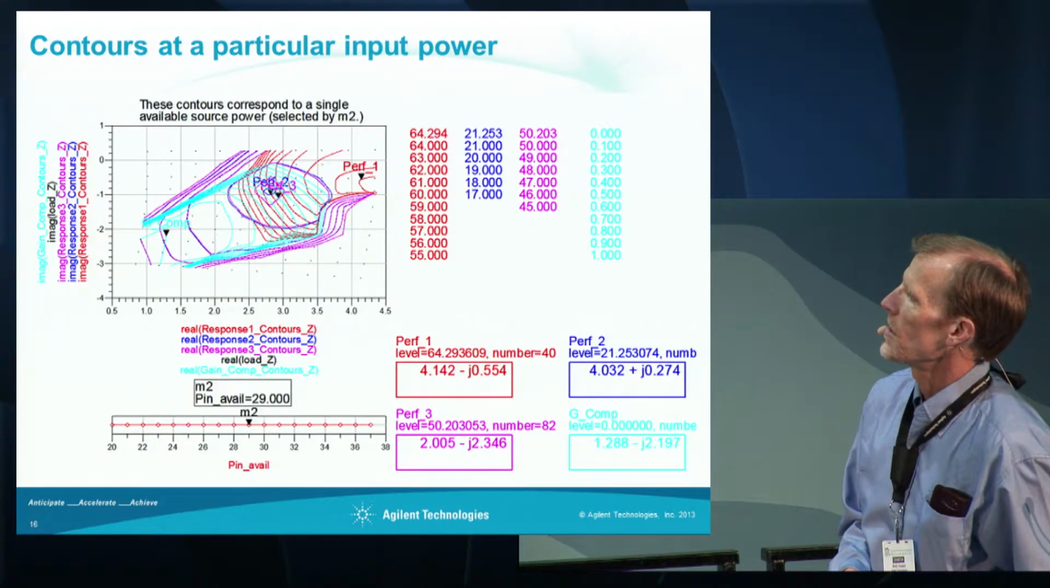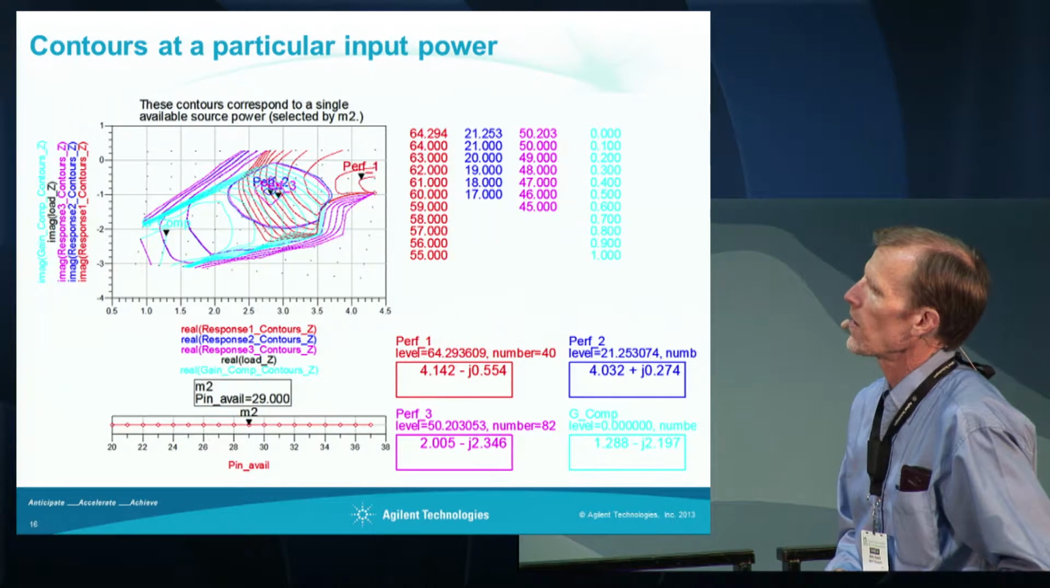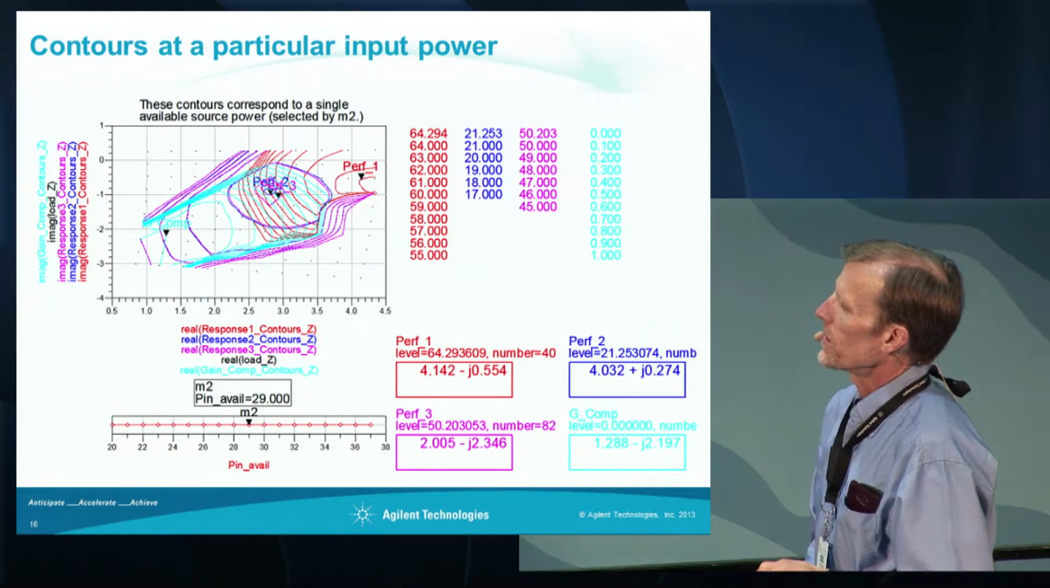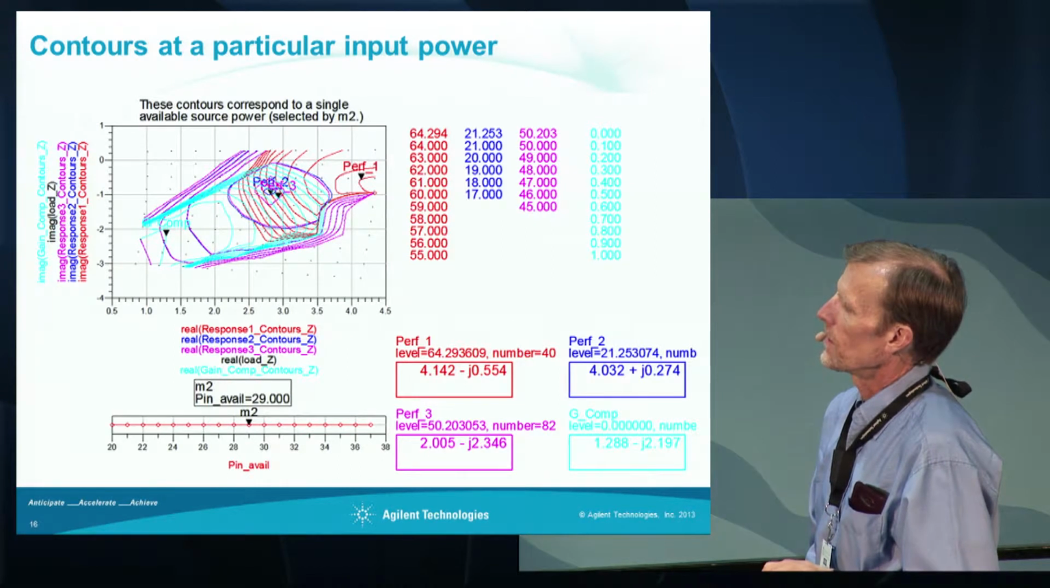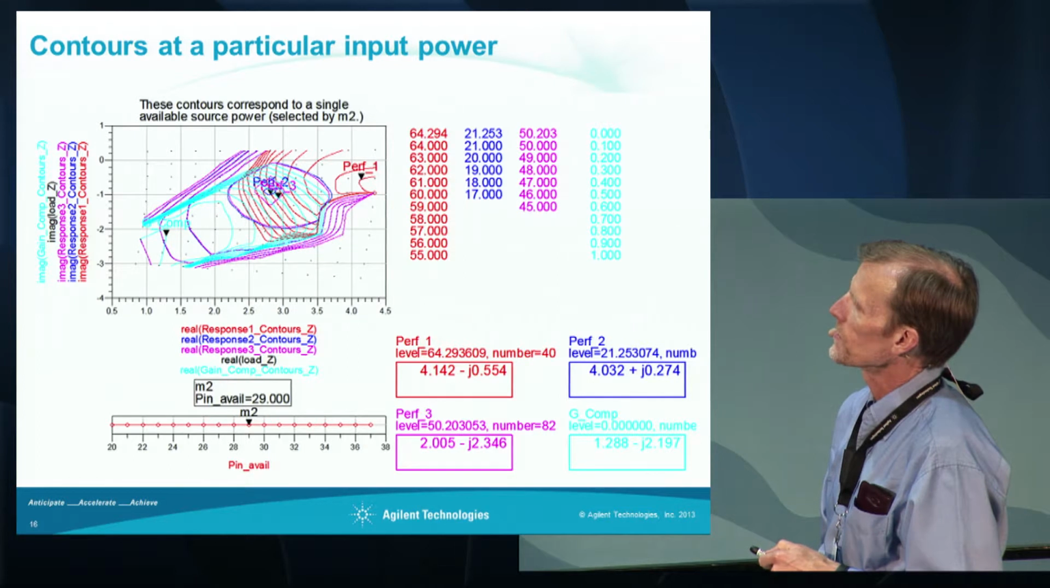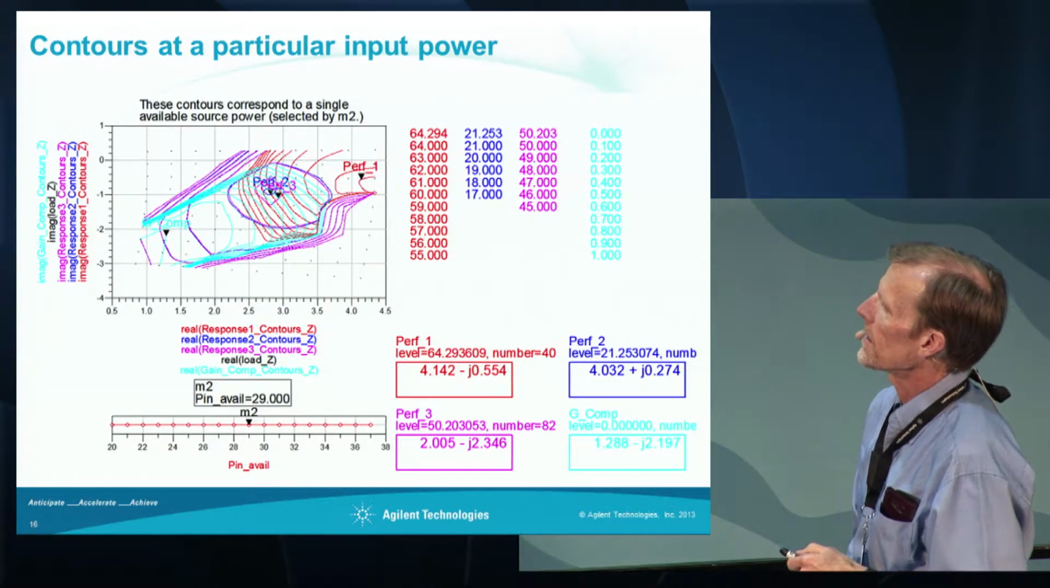We can also look at the contours at a particular input power level. These are the input powers. We can select one of them that we measured or simulated, and we can plot the contours for efficiency, gain, output power, and gain compression.